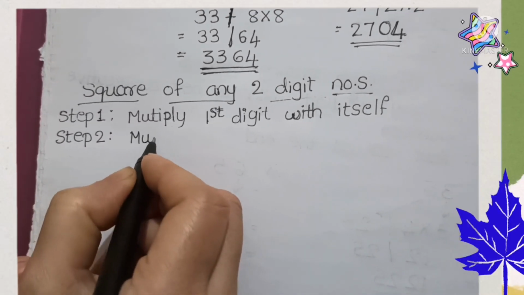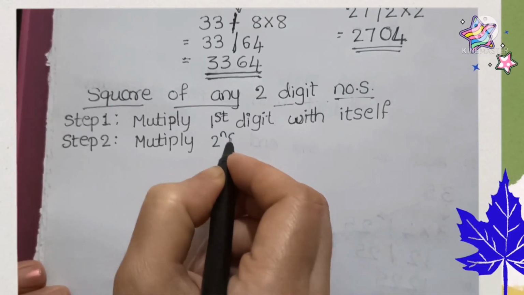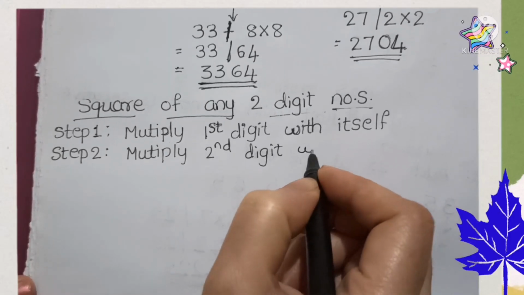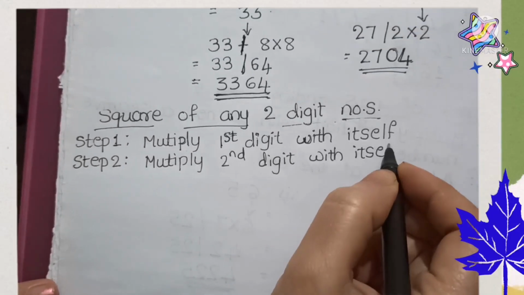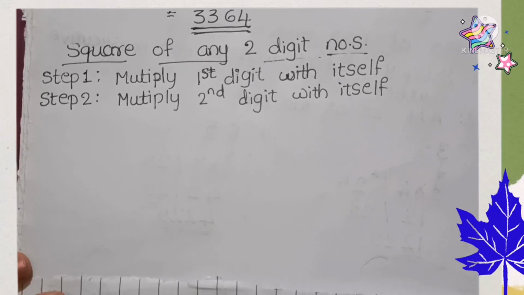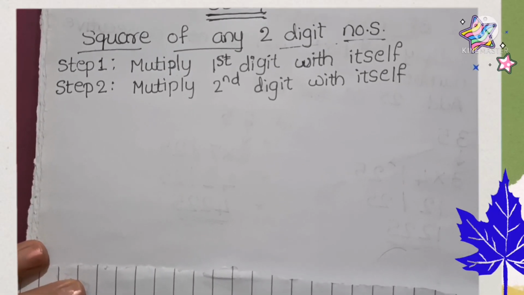So our step 2 is that we have to multiply the first digit of the number and the second digit of the number with 2. Means we have to multiply 2 with the product of the first and second digit of the number.